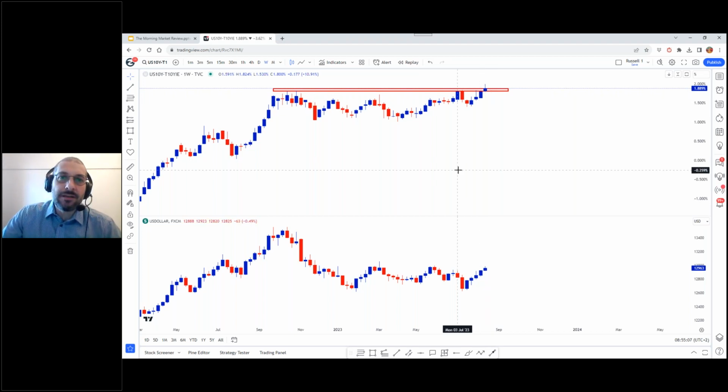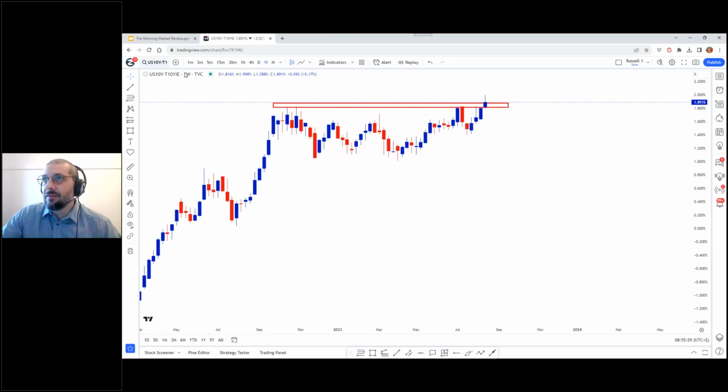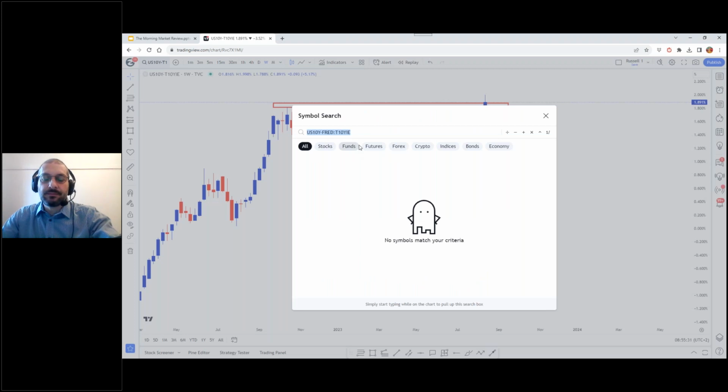If you were a bond investor, and yields and bonds go hand in hand, you'd be looking at bonds now as a potential entry. Why? Well, because bonds are actually very low at the moment. Let's see if we can bring up. For the life of me, can't quite remember.